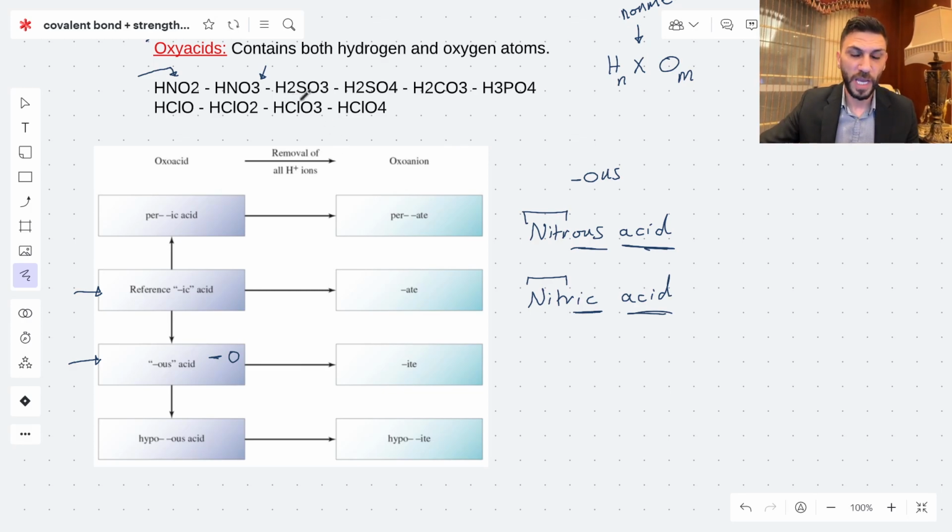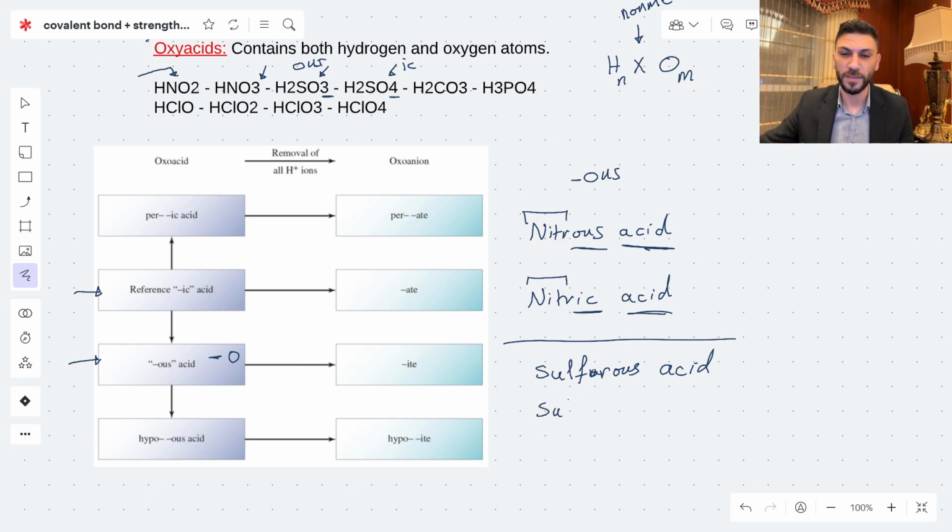Let's have another example. H2SO3 and H2SO4. So H2SO3 has lower oxygen, and H2SO4 has higher oxygen. So basically this one is going to contain OUS, and this one the IC. So for the H2SO3, it's going to be sulfurous acid, because it has lower oxygen. And the higher oxygen here, we have the sulfuric acid.